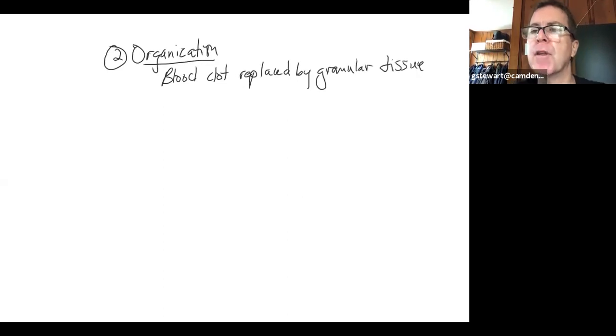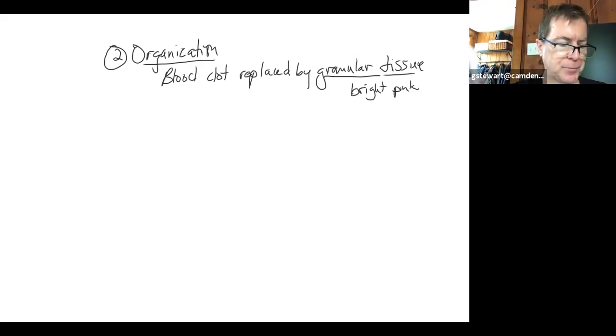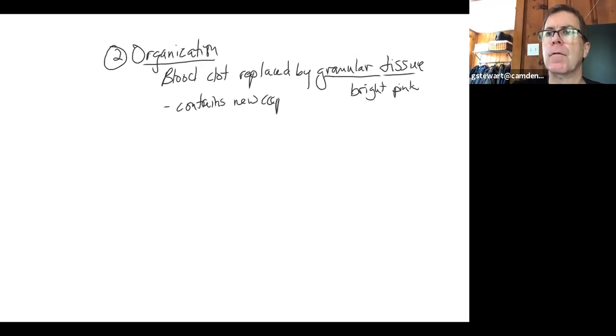Granular tissue is that really bright pink, tender tissue that we see around the area of damaged skin, for example. If you get a cut or a scrape and the repair process begins, this granular tissue is usually that bright pink, delicate stuff. This granular tissue also contains the growth of a new capillary bed. So we actually get a miniature new blood supply to that area.